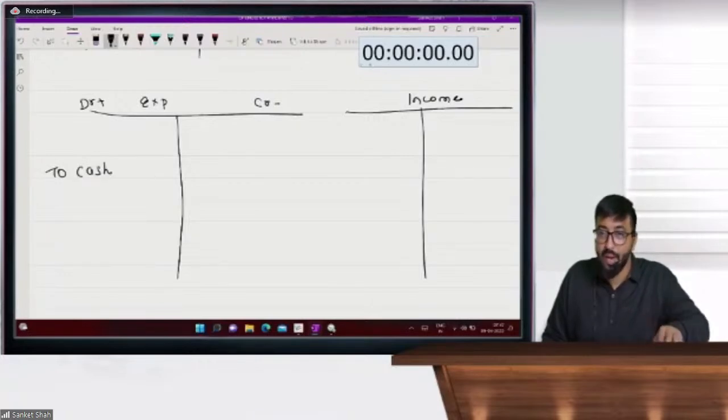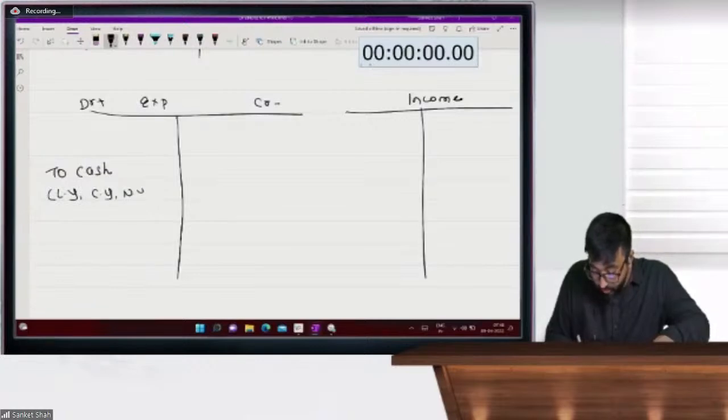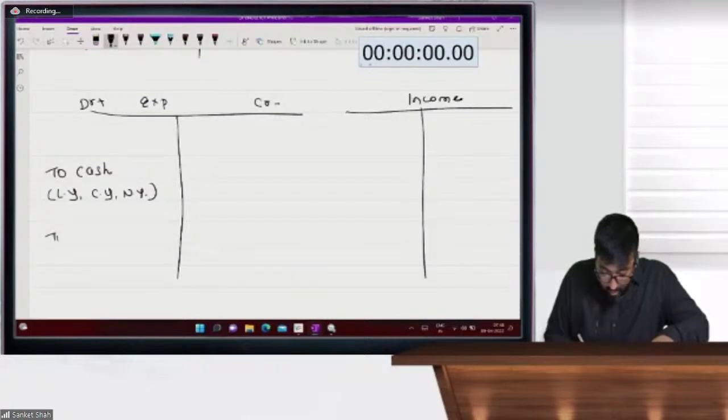Some expenses you paid, it is not only of current year. It might happen that you paid of the last year, or that you are paying of the next year. So this cash is not only of the current year. It is related to last year also, current year also, and next year also. So expenses is of any year. Remember, expenses. After that, to expense payable.